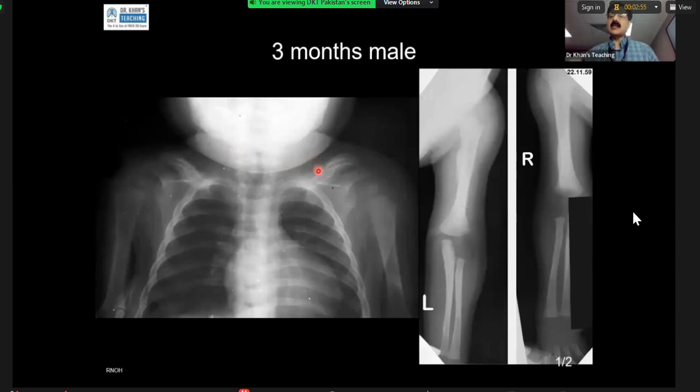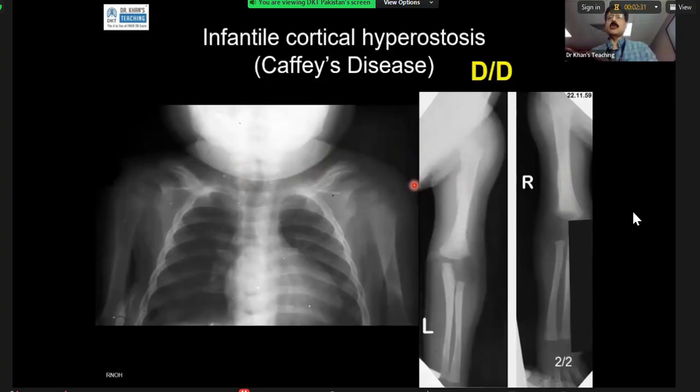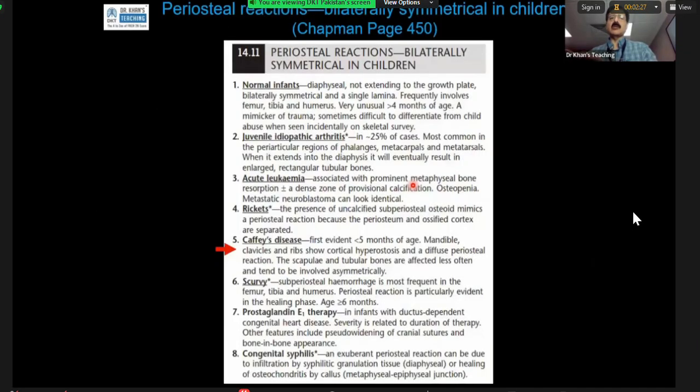There is nothing else, if you ask me, which can be in the differential diagnosis in this. This is what we did in this exercise earlier in the day. Now, if you look at the pattern of periosteal reaction, look at this board. This is diaphyseal mainly, and this is diaphyseal mainly, and that also I told you. So there is nothing else in this which should be in the differential. It's a pathognomonic finding in this particular case.